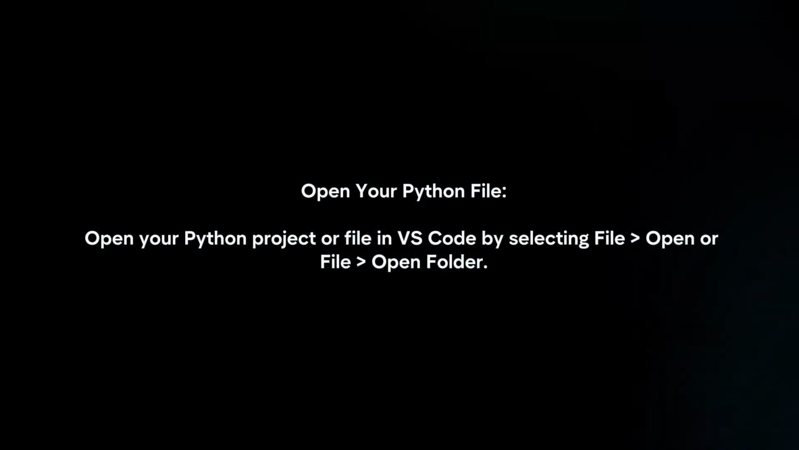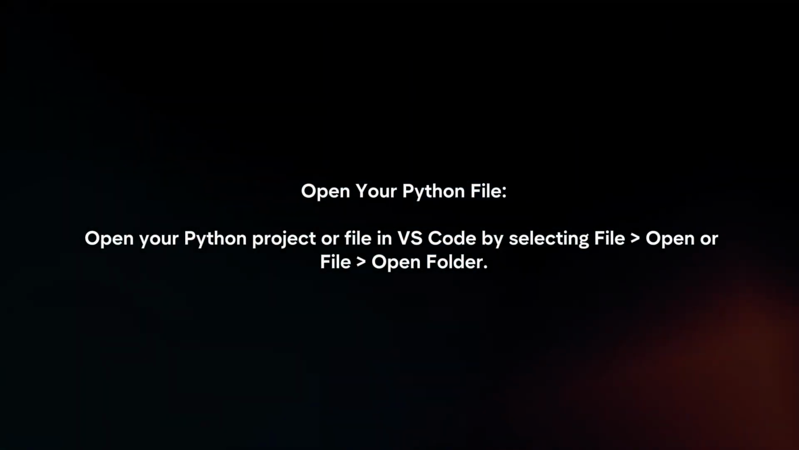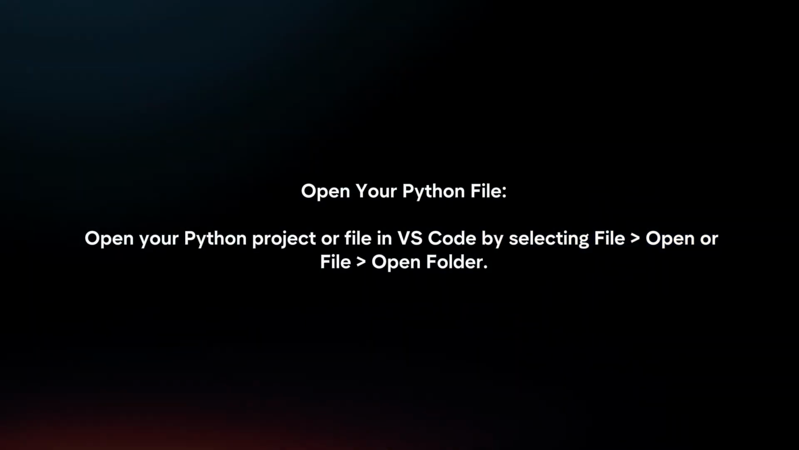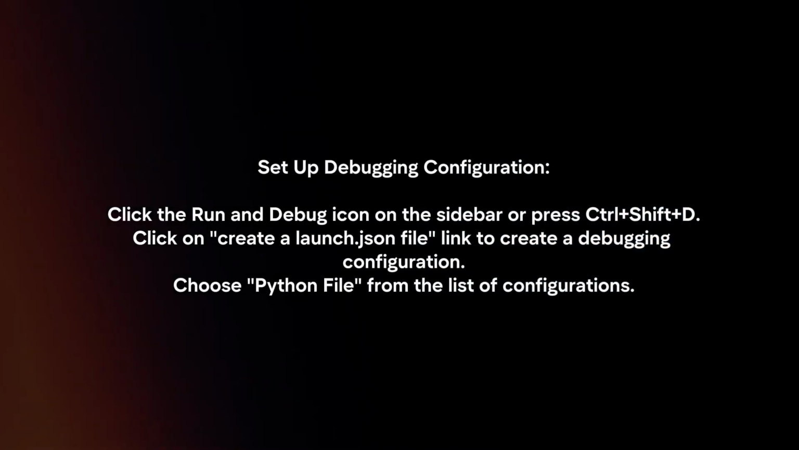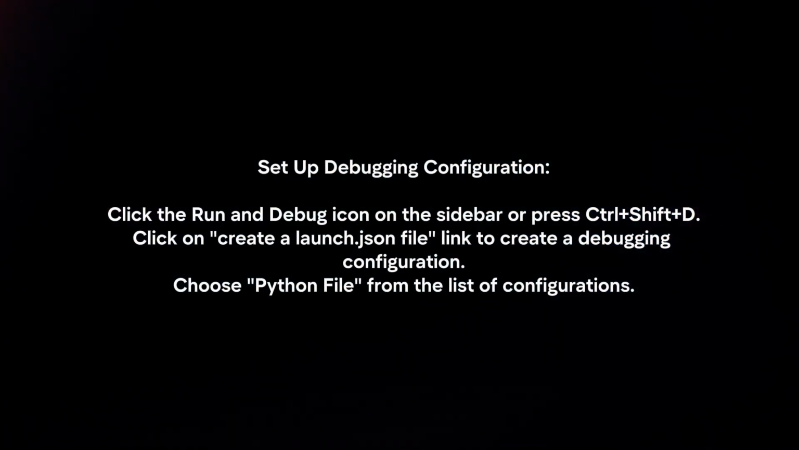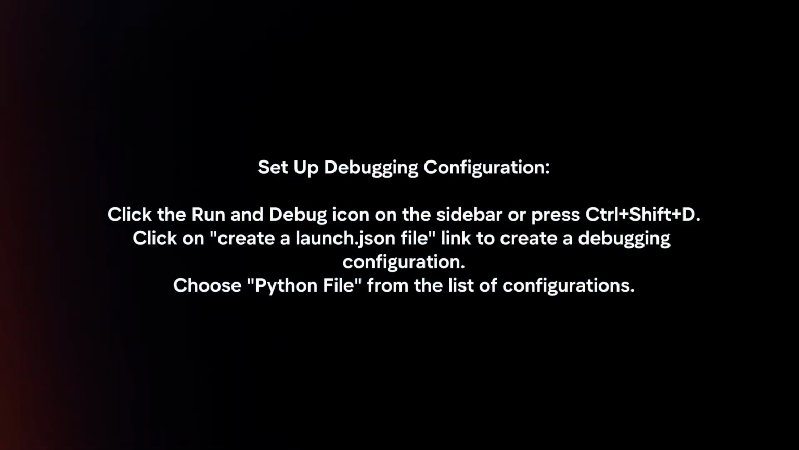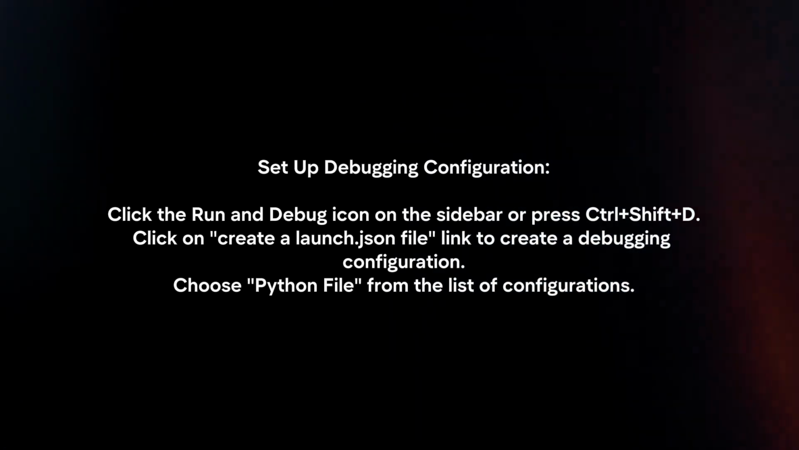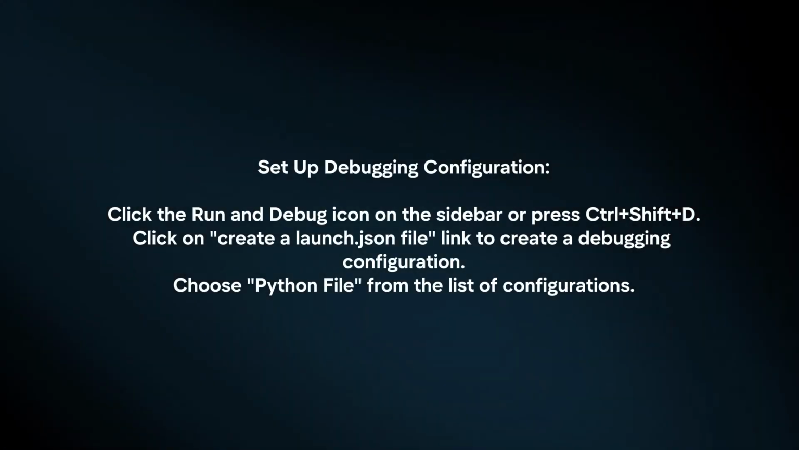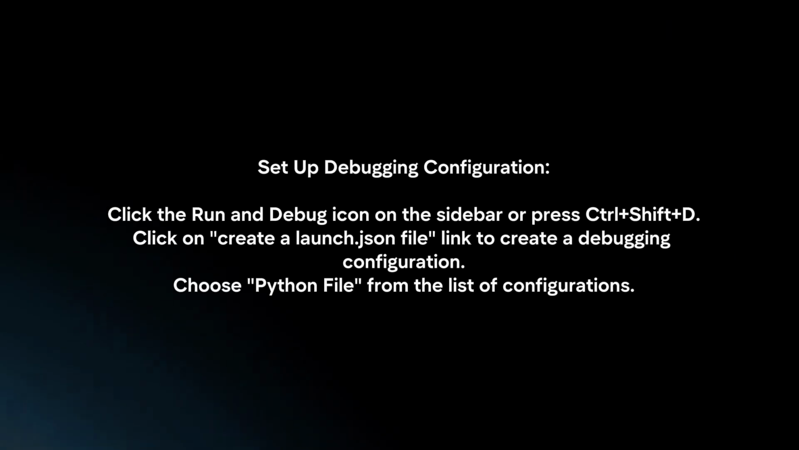Open your Python file. Open your Python project or file in VS Code by selecting File, Open File or File, Open Folder. Set up debugging configuration. Click the Run and Debug icon on the sidebar or press Ctrl+Shift+D. Click on Create a launch.json file link to create a debugging configuration. Choose Python file from the list of configurations.